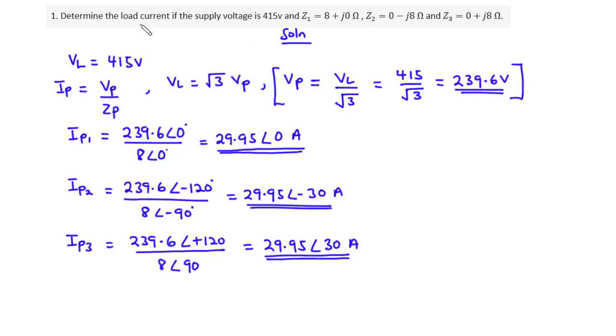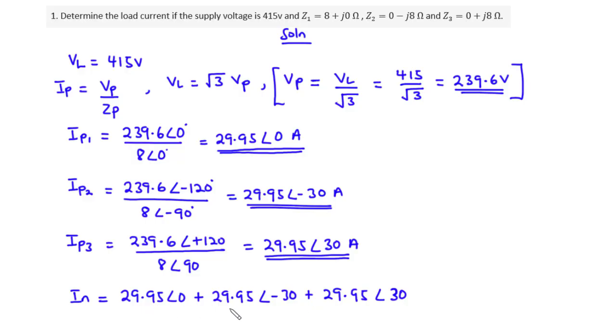Now to find the load current, or better still the current in the neutral line, we are basically going to add the phasor sum of the three current values that we have here. So the load current, which is giving us the current in the neutral, is equal to 29.95 polar 0 plus 29.95 polar negative 30 plus 29.95 polar 30.